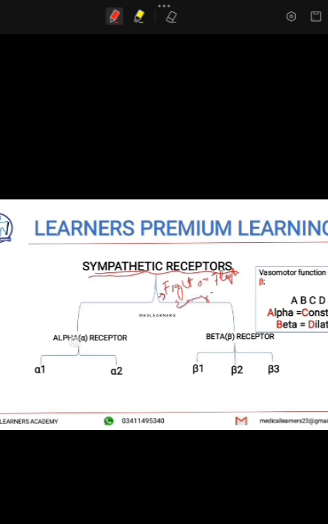So there are two types of receptors here, alpha receptors and beta receptors. If we further divide the alpha receptors, we have alpha 1 and alpha 2, and if we look at the beta receptors, we have beta 1, beta 2, and beta 3. We'll also discuss their locations.